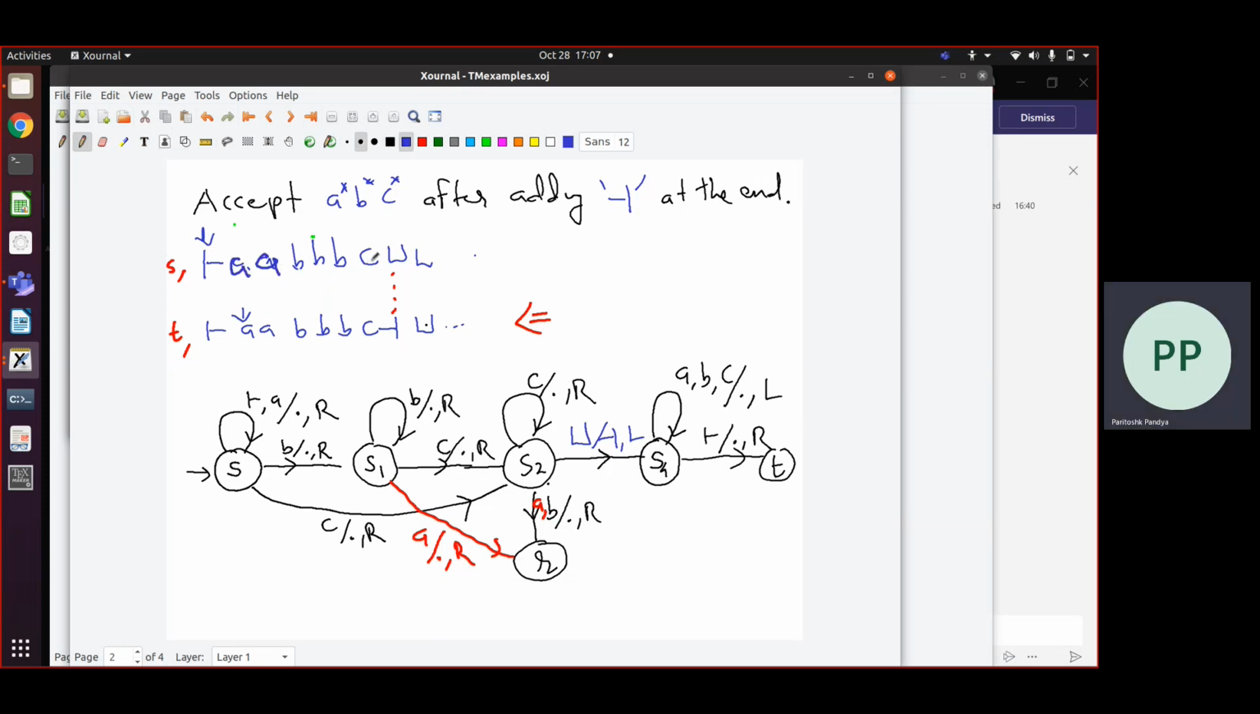A, B, B, and then one C, and then blanks, right? So what we want this Turing machine to do is accept a string of the form A star, B star, C star. And when this string is put on the tape with a blank after that, we want to turn the leftmost blank into a special symbol.